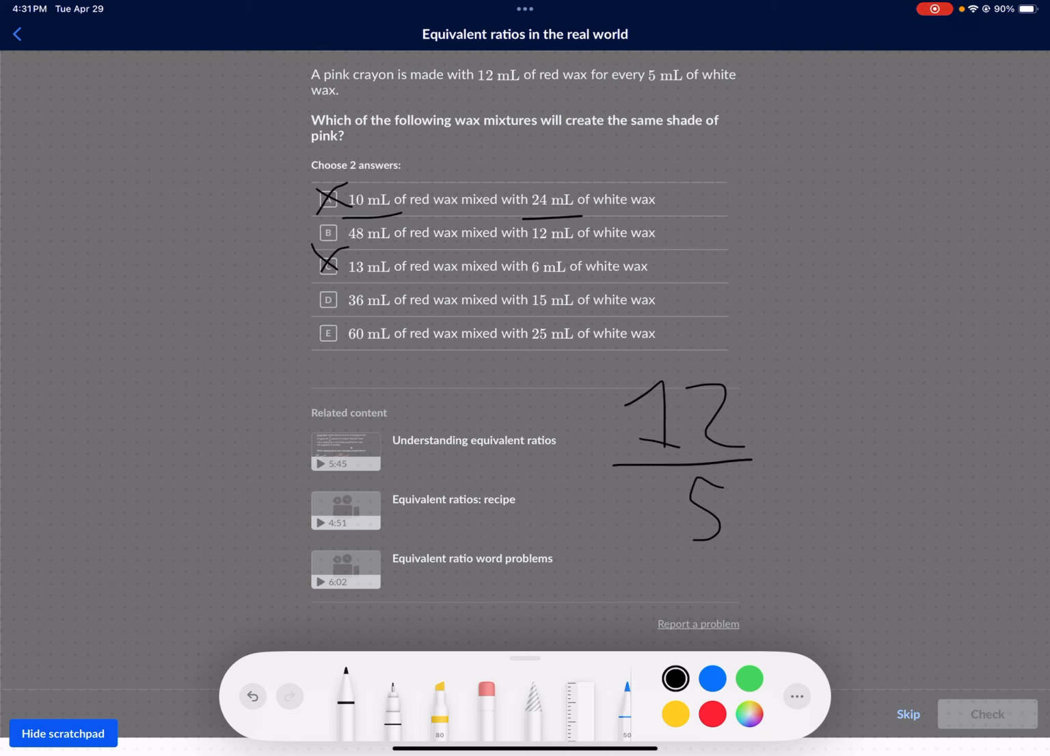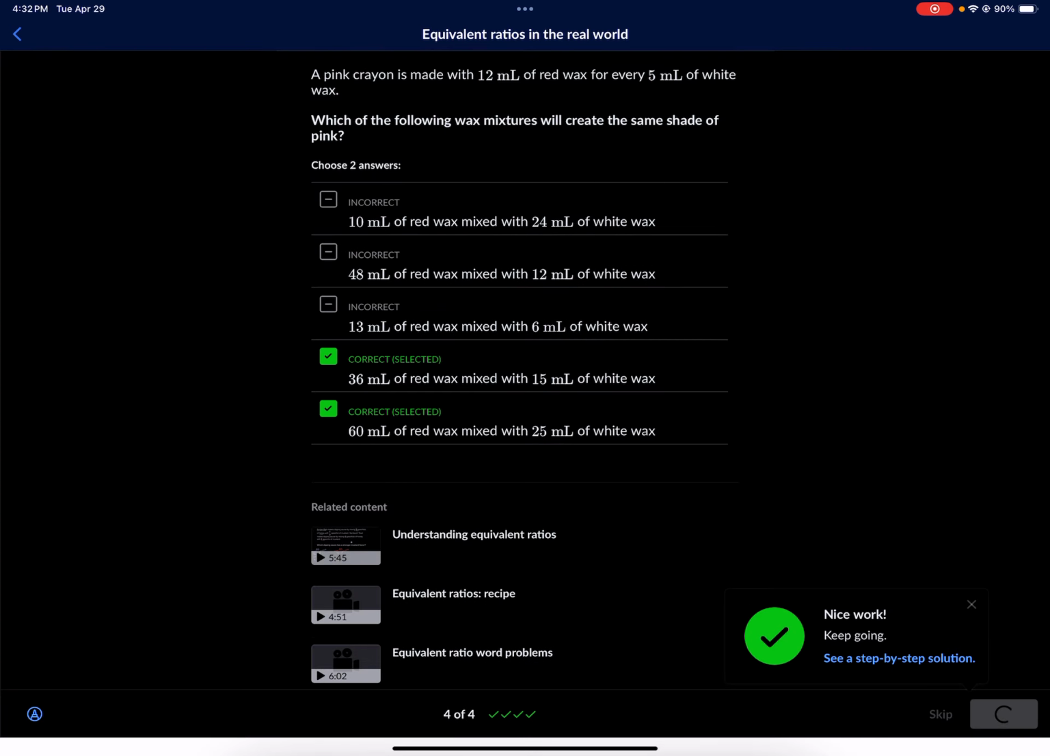So we have 48. We will multiply, let's say, 4. And then that means we'll multiply with this. So we get 48 here, which is given here. And then what's our next one? 20. But that's not equal to 12. So B's out too. D and E are the correct answers in this solution.